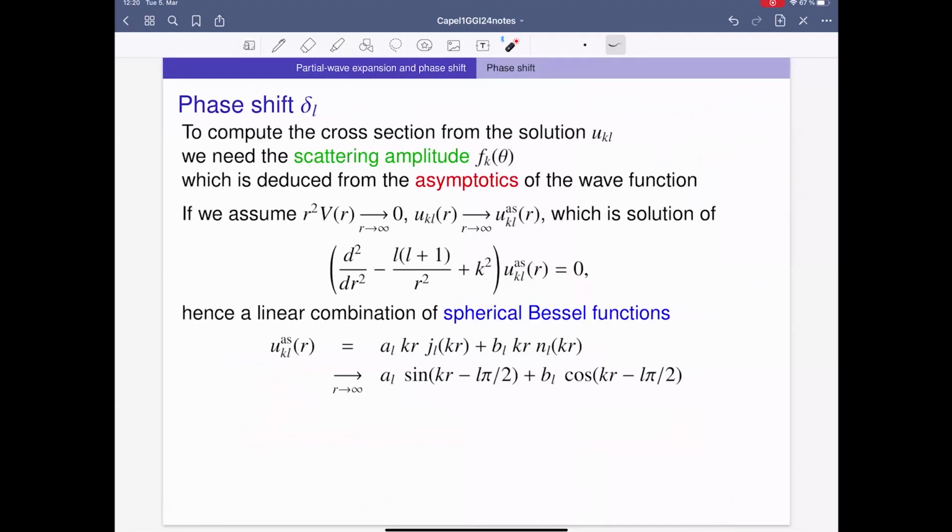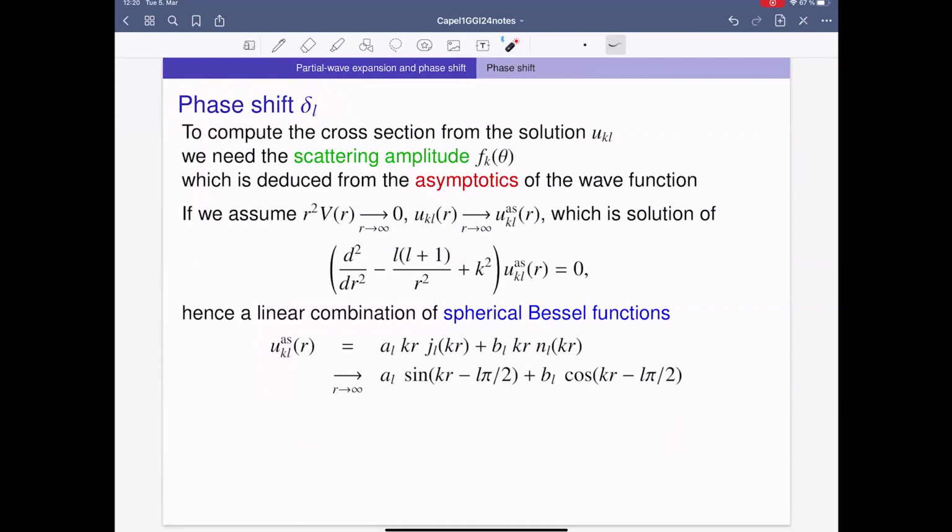When you talk about partial wave expansion, one notion that comes out is this notion of phase shift, which is very important, and I want to introduce it here. So the cross section, as we've seen, is obtained from the scattering amplitude, and the scattering amplitude comes from the asymptotic part of the wave function.